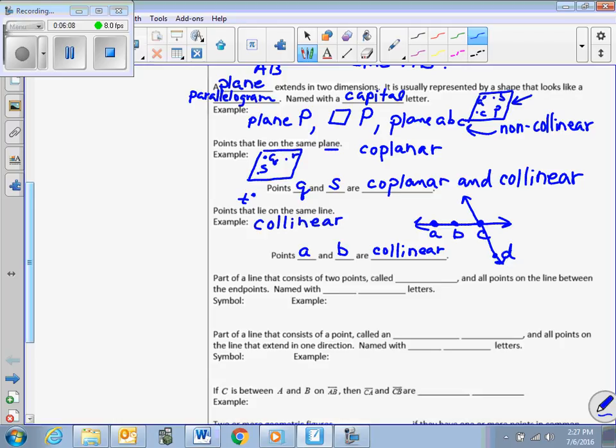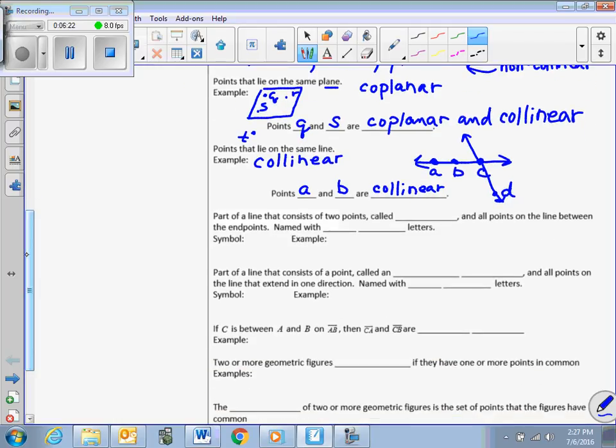So if I ask you if points B, C, and D are coplanar, yes, they are coplanar because any 3 points define a plane. B, C, and D, however, are not collinear. All right, you got to remember that. Any 3 points can make a plane.